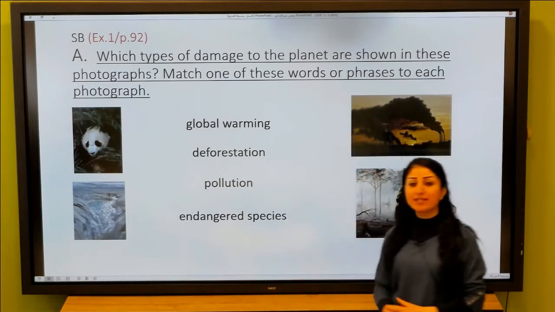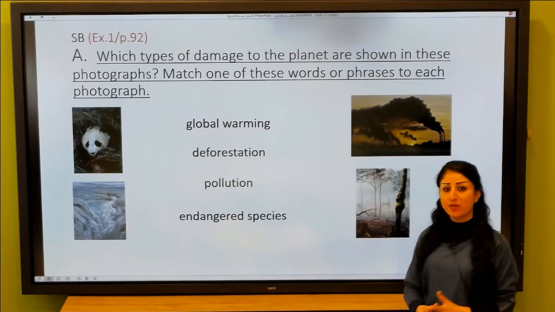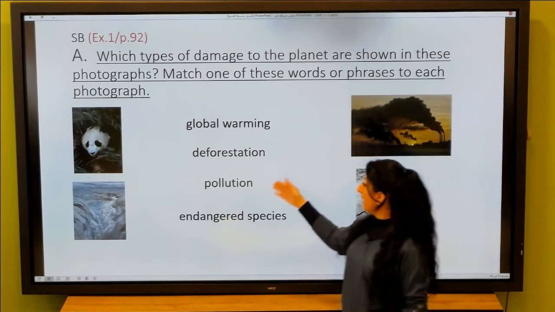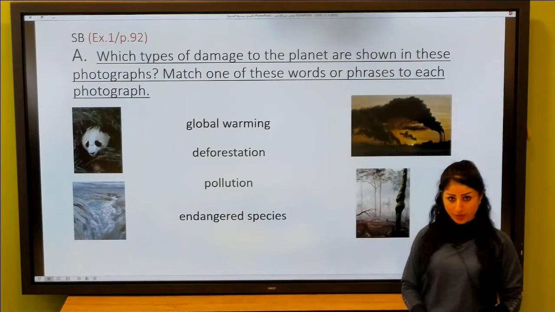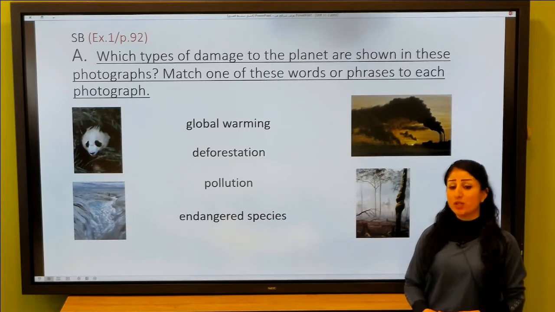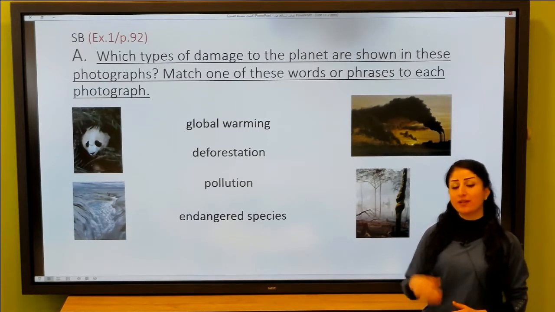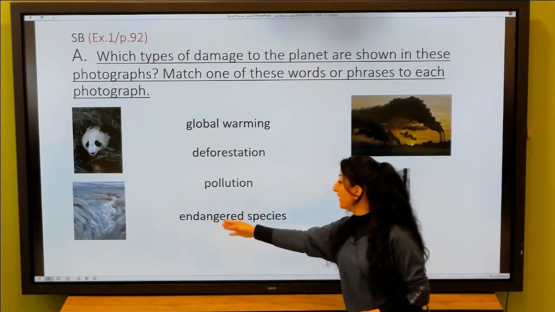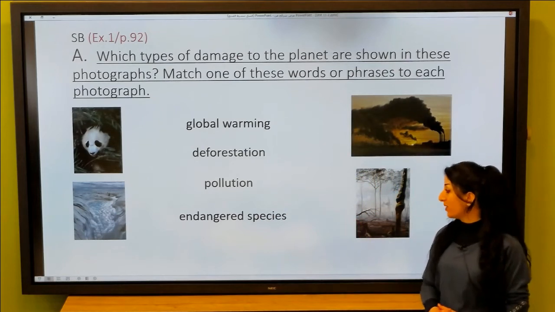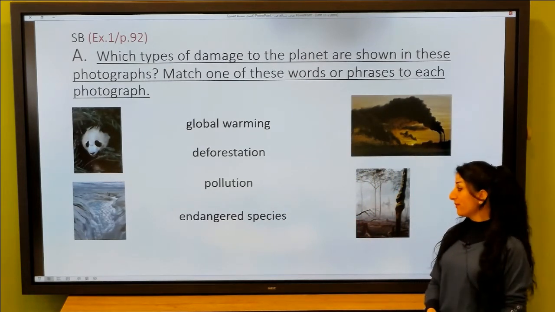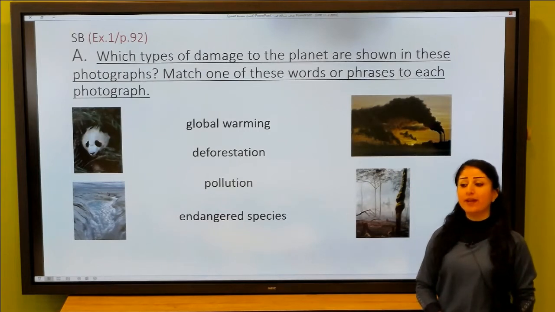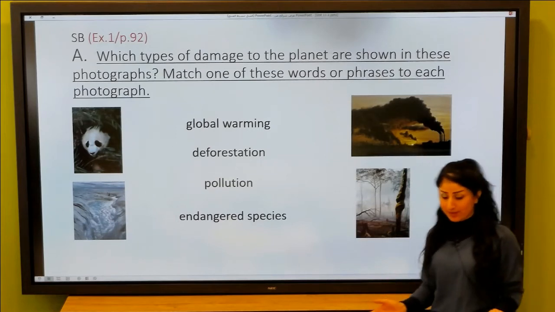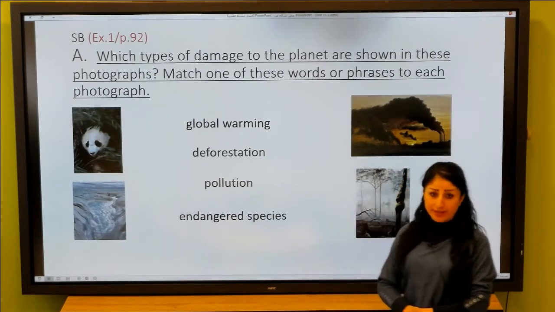Number 2, we have deforestation. Deforestation, which means cutting down the trees. And this leads to desertification. Number 3, we have pollution, okay, which mostly is caused by smoke and fumes which are released from factories and companies. Last one, we have endangered species. We have some animals that are under threat and maybe in the future will become extinct, which means that they no longer exist.